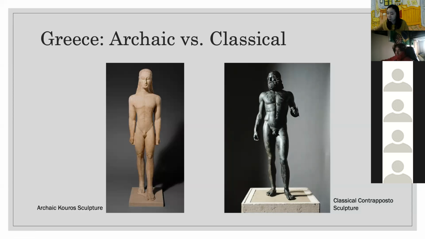One seems a little smoother than the other. Yep. So the archaic sculpture shows simple and knitted sculpture, but on the other hand, this classical contrapposto sculpture shows detail, muscle and the skin's texture, and the hair and the details, the face, eyes and nose and mouth.